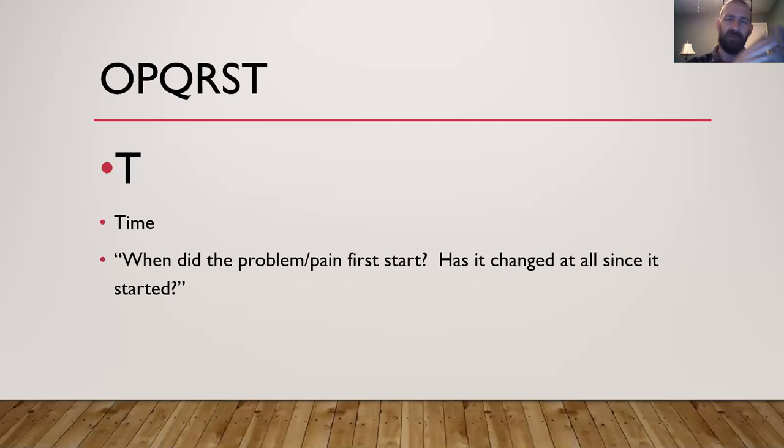Did it start minor and has gotten worse? Did it start really bad and has stayed really bad all throughout? Did it start really bad and has gotten better, but it's persisted? So different things can happen. So not only do we want to know when it started, how long has this been going on, but how has it changed over time? Has it gotten better or has it gotten worse since it started?